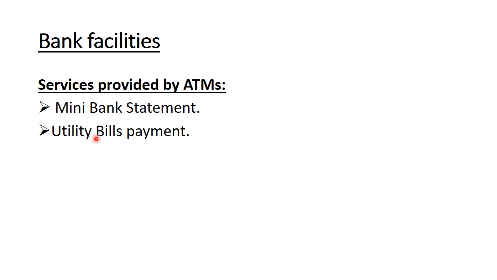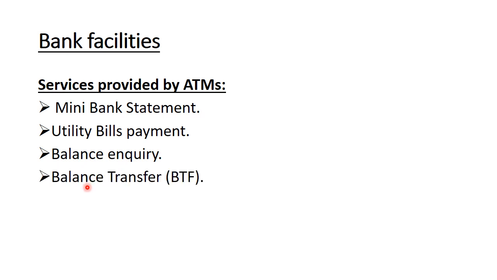Also, you can use the ATM to sort out utility bills, that is, to pay for utility bills. If you want to pay for electricity or water, you can use the ATM. But of course, it depends on the bank. Some may not have certain utilities, and some ATMs may have, depending on the bank. Also, you can check your balance, how much money you have in your account. You can also do a balance transfer, called BTF, where you transfer balance to another account.